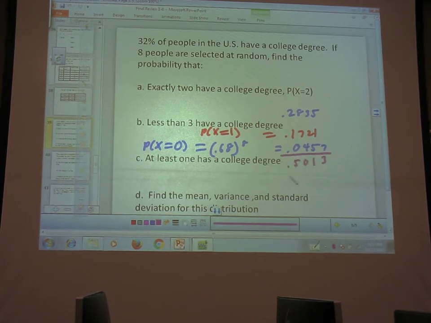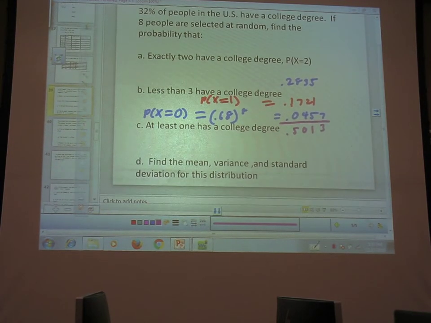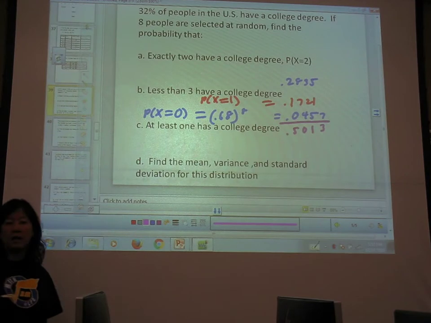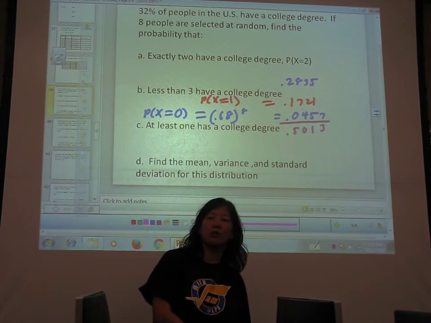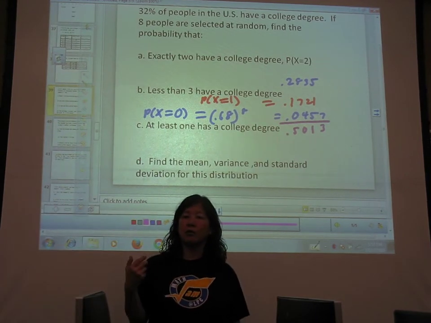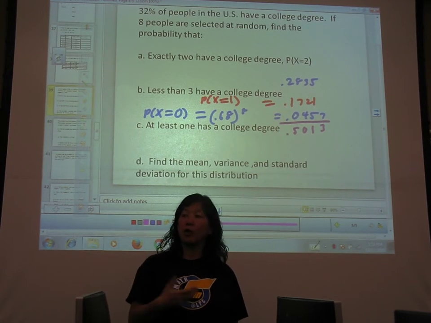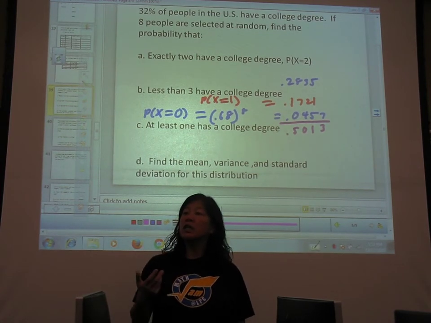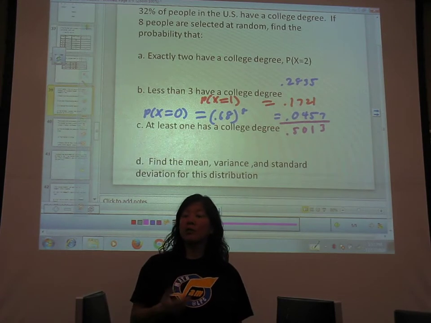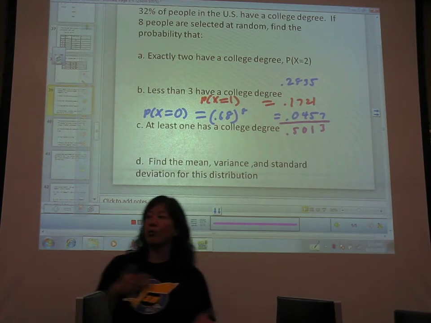Perfect. What about at least one has a college degree? What would that be? Just the point, x equals 0 and then x equals 1. Is it saying 1 or less? Oh, at least 1. So either I have at least one sibling, or I have none. Those are complements. So at least one means 1 or more.